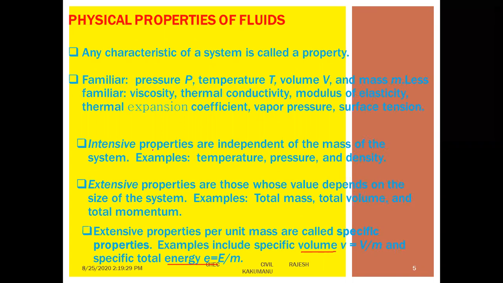So like this we are having some familiar characteristics and less familiar characteristics like pressure, temperature, volume and mass, whereas other things are modulus of elasticity, thermal conductivity, thermal expansion coefficient, vapor pressure and surface tension.